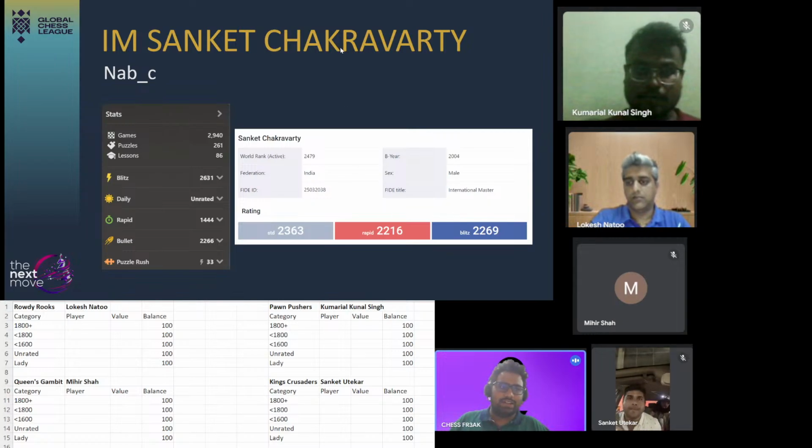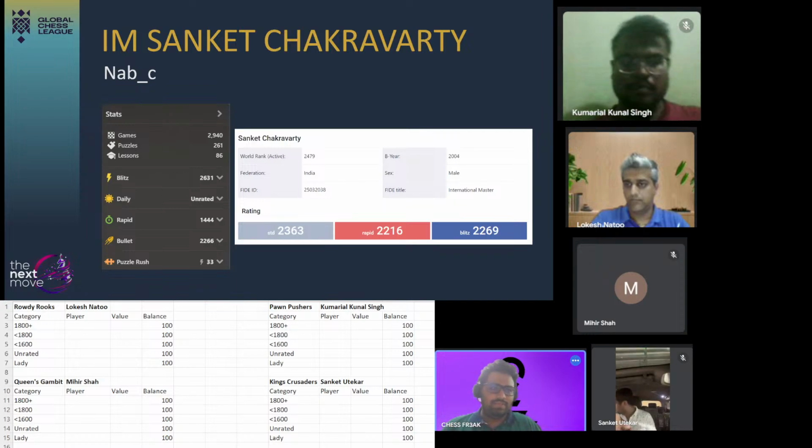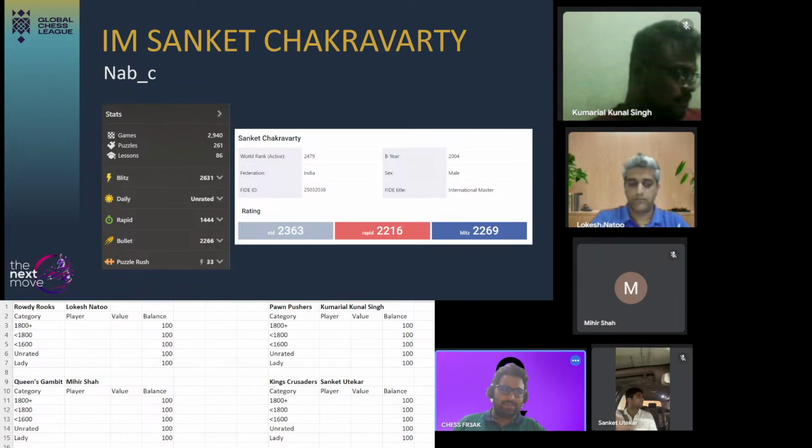And guys, you can see his name, Sanket Chakravarti, in the presentation. Nab underscore C is his chess.com username. You have his chess.com stats over here as well as the FIDE stats. A standard rating of 2363, rapid rating of 2216, and Blitz, that is the format of our tournament, his rating is 2269. He's an International Master, a very strong player. Let's see how many teams are interested. The base price is 15 points.